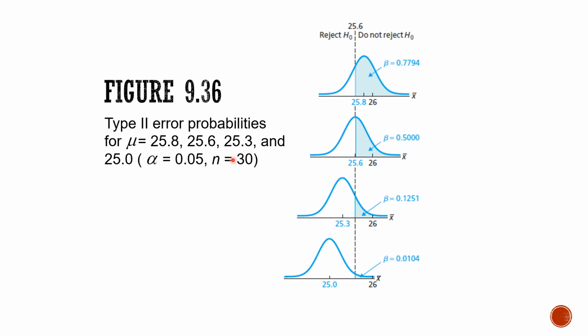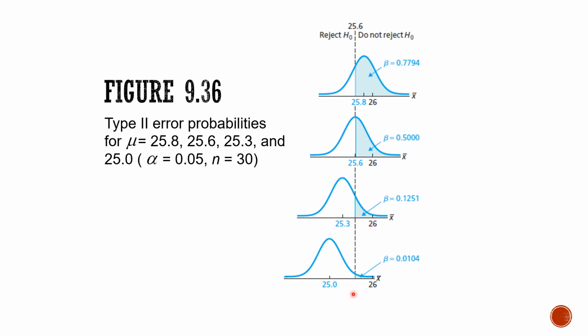And then if the alternate mean were to be 25.6, 26 would shift further to the right, with 25.6 being at the center, and our do not reject region, as you see over here, has become smaller. This region has become smaller than in the previous picture. When we replace 25.6 with 25.3, 26 has moved further to the right, and our do not reject region has become even narrower.